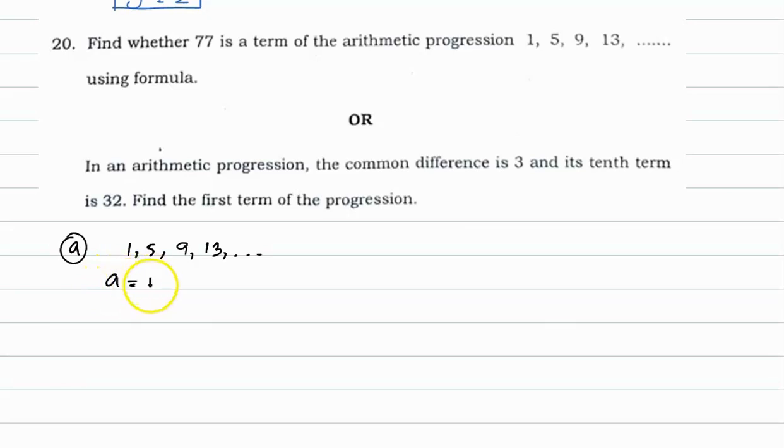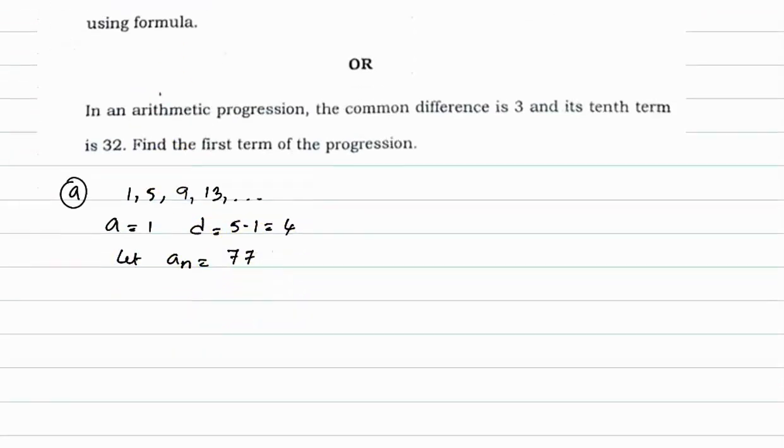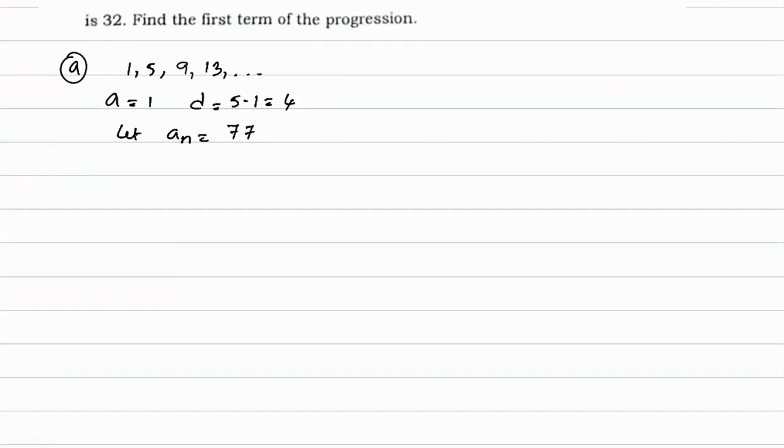For that I am going to consider A as 1, D is 5 minus 1, that is equal to 4. So we have to consider AN as that required term. To check whether it comes or not, we should take it as AN, because specifically I cannot say it is this term. If the place of the term is not mentioned, we should take that term as AN. Now it gives A plus N minus 1 into D, that is equal to 77.